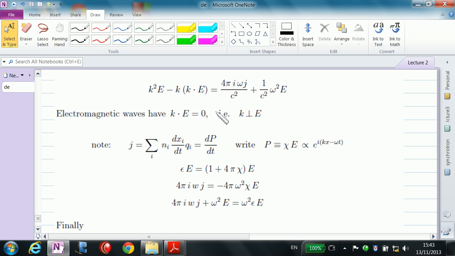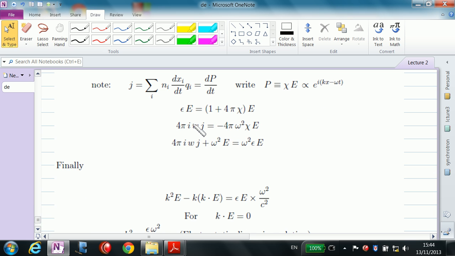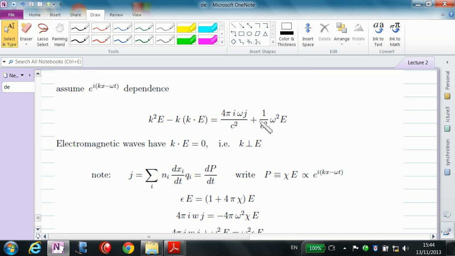Now, if you have a medium, you can still have waves where k dot E is equal to 0, but J is not equal to 0. So then you have to calculate J in terms of E. If you calculate J in terms of E, you will get an equation that contains just E, and it'll be a dispersion equation that you solve again just like this. You just get this extra term here, which means that it'll be different from before.